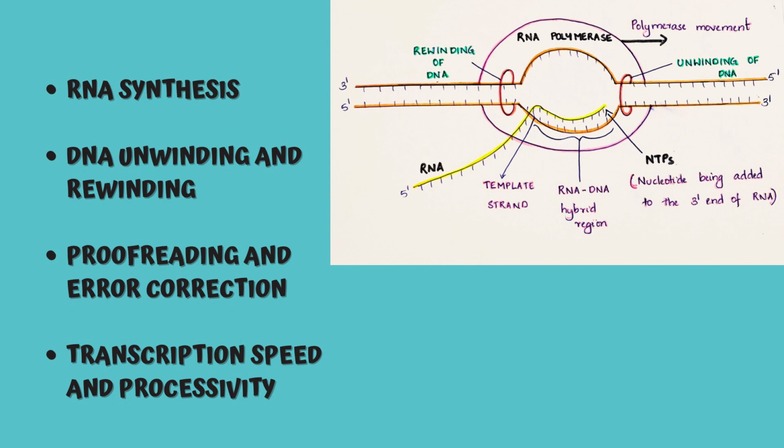Transcription speed and processivity. RNA polymerase can transcribe genes at speeds ranging from a few hundred to over 1,000 nucleotides per minute. RNA polymerase has high processivity, meaning it can transcribe long stretches of DNA without dissociating from the template.